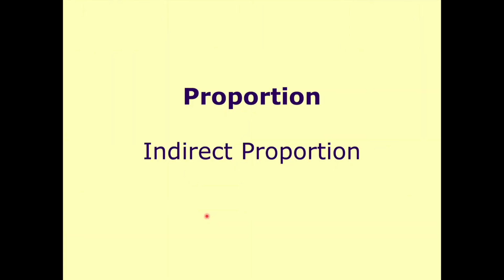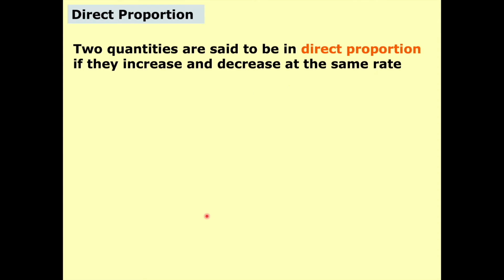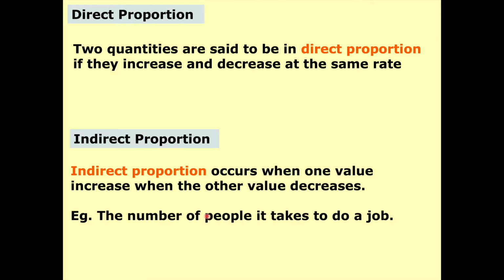Today we are going to continue with proportion, and we're going to be looking at indirect proportion, also known as inverse proportion. So previously we looked at direct proportion. That is when two quantities are said to be in direct proportion if they increase and decrease at the same rate. However, with indirect proportion, this occurs when one value increases when the other decreases, or when one decreases, the other value will increase.